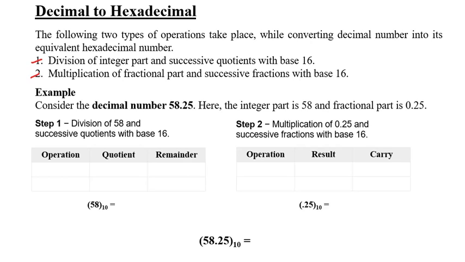So if you want to convert your decimal number into hexadecimal, simply do division with 16 if it is an integer part. If it is a fractional value, multiply by 16. Again, consider the example 58.25 as the decimal number. It has an integer part 58, so it is divided by 16, and it has a fractional part 0.25, it is multiplied by 16. So let us see the first step, that is division.